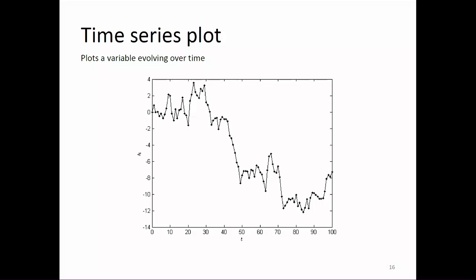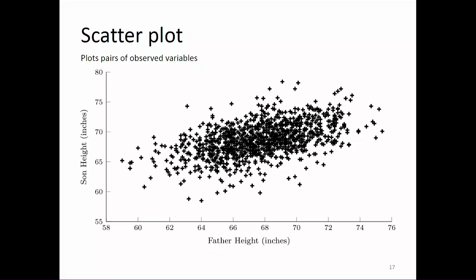Time series plot, again, one axis is just your time variable. The other axis is the value that you've measured. This might be temperature. This might be number of days, something like that. And you can just plot a time series to show you how that variable is evolving over time.